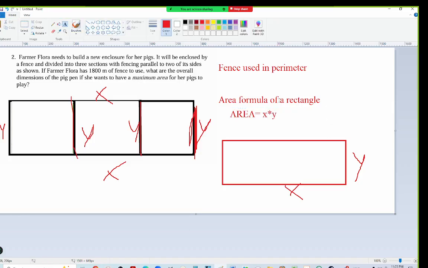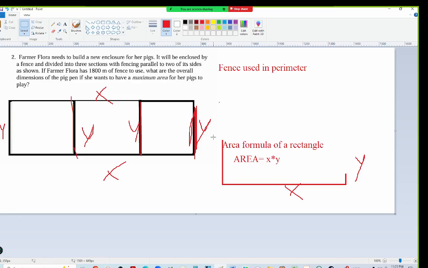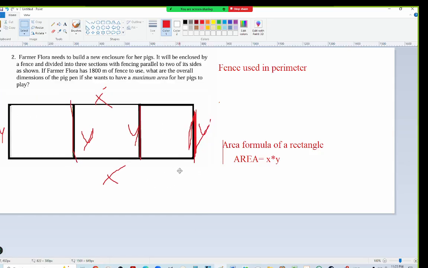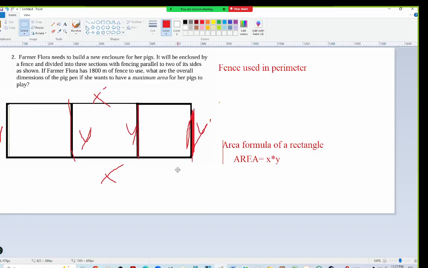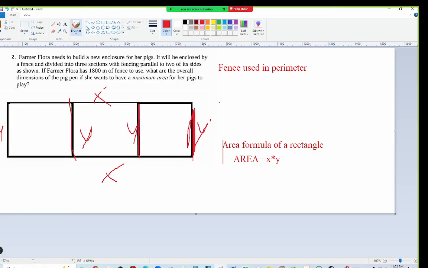Okay. If I was going to mark down how much fence I used, in other words, not area, how would I measure that from the drawing that we did? If that's length Y, and that's length Y, and that's length Y, and that's length Y, and that's length X, and that's length X, how would I measure it?